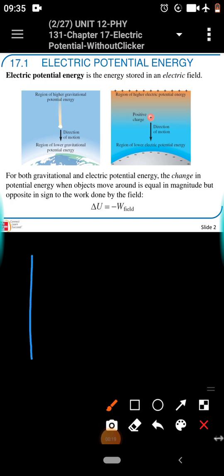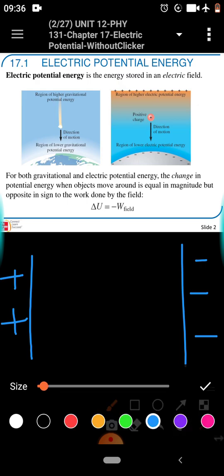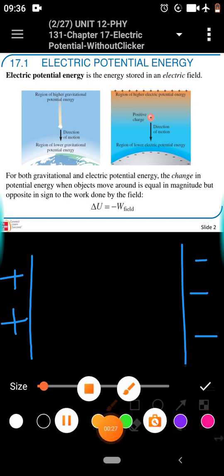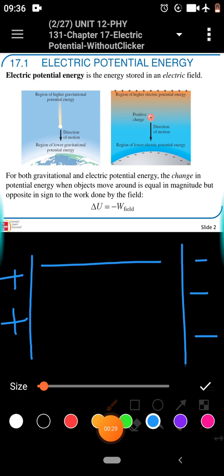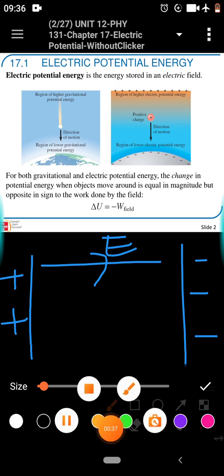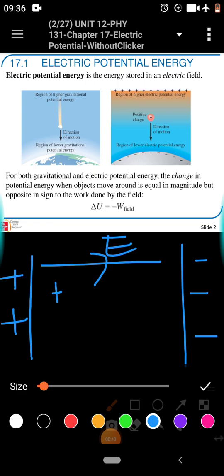Okay, let's say we have two plates. This is a positive plate. This is a negative plate, and we know that the field moves from the positive to the negative.